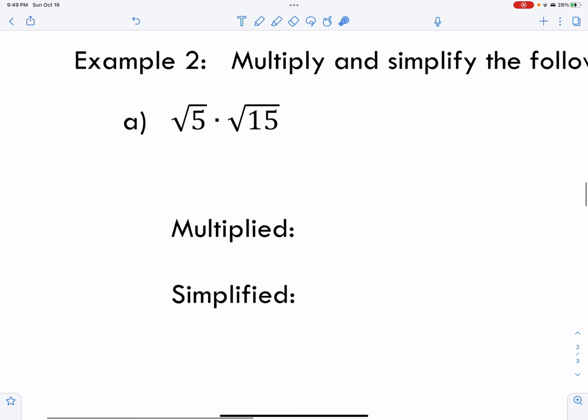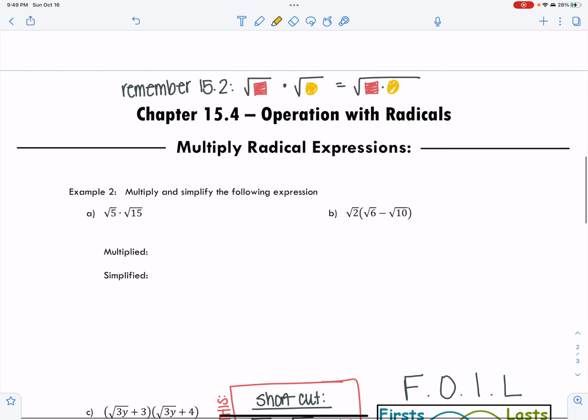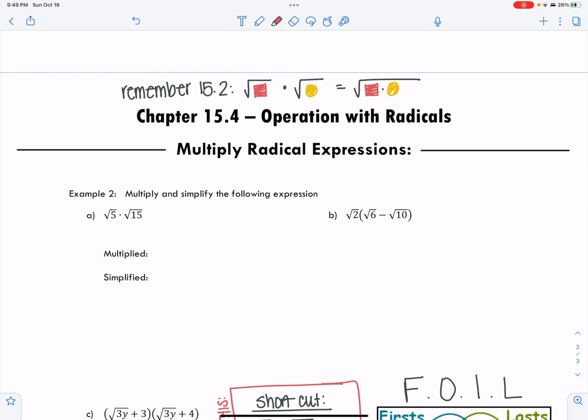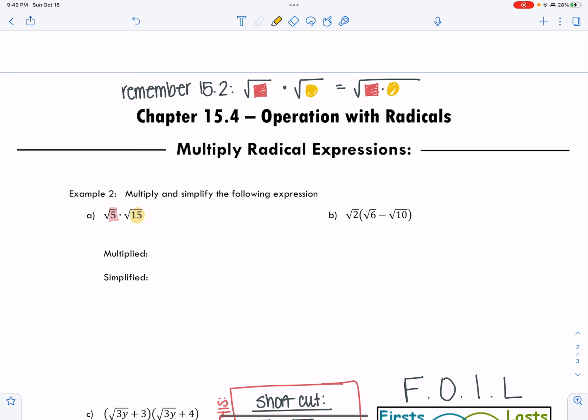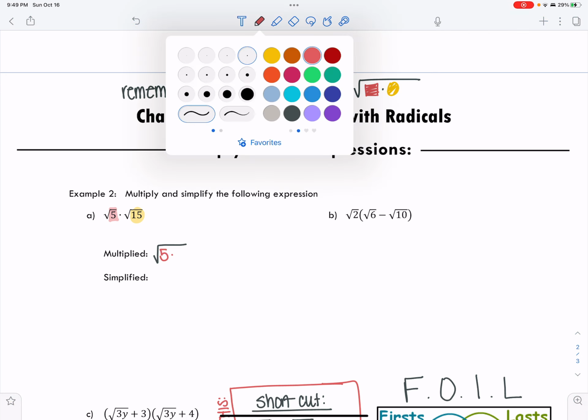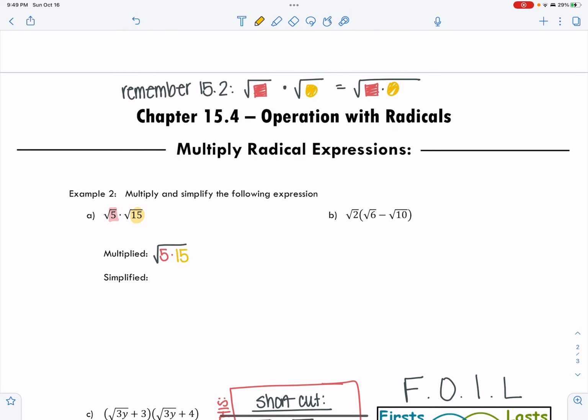So let's look at this first example. Multiply and simplify the following expression. Square root 5 times the square root of 15. So the first thing I'm going to do is the multiplied version. And so multiplied, I'm going to use that property that says that I can put these under one radical. And so I've got the square root of 5 times 15. We're going to multiply those and get that that is the square root of 75. Okay, so that's the first part.